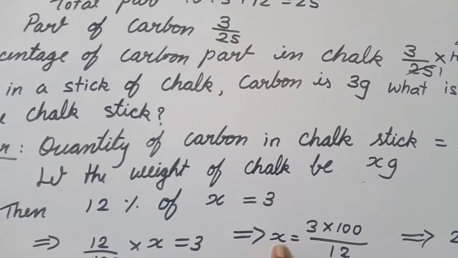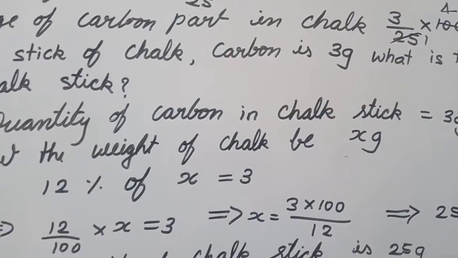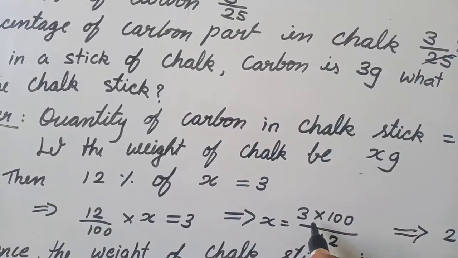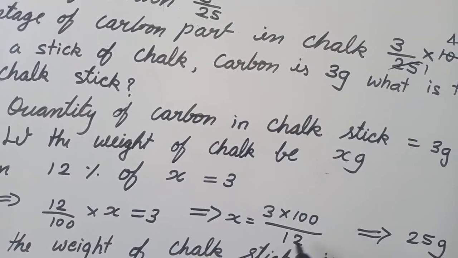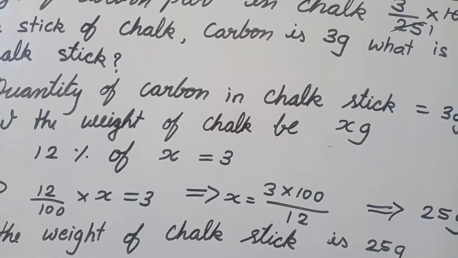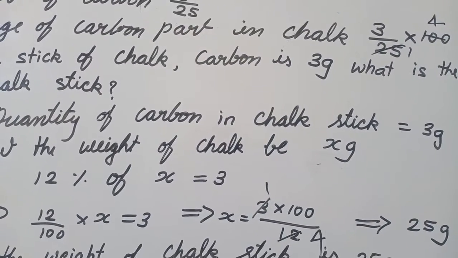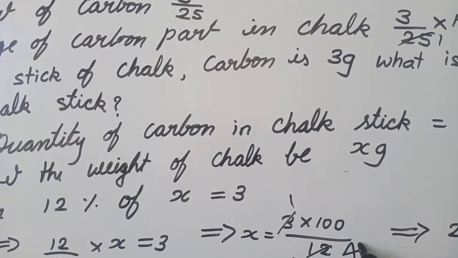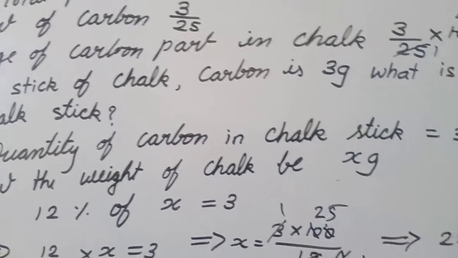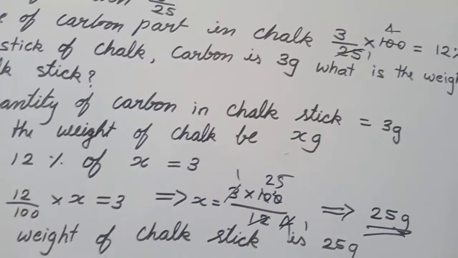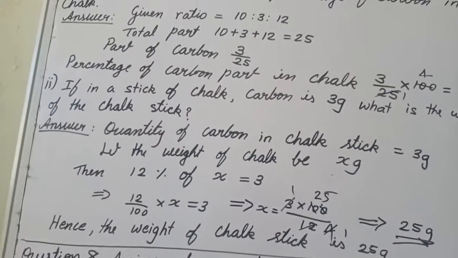Let us keep the x here on the left hand side. If we take 100 up, it goes by cross multiplication. 100 goes up, 3 into 100, and 12 comes down. So x equals 3 into 100 upon 12. If we go for simplification, 3 ones are 3, 3 fours are 12, 4 ones are 4, 4 twos are 8, 2 is left, 4. So you are getting the answer 25 gram. Hence the weight of the chalk stick is 25 gram.